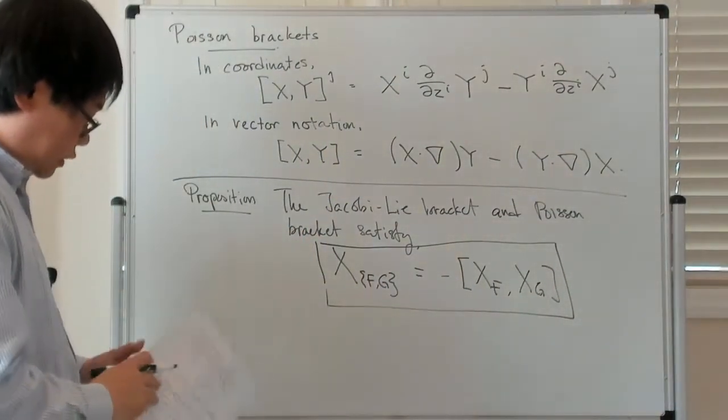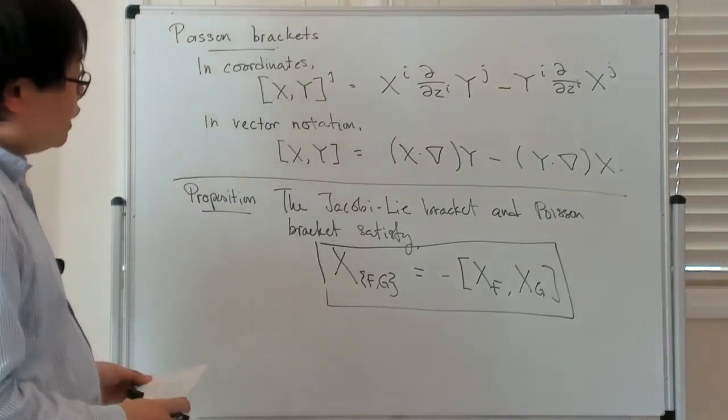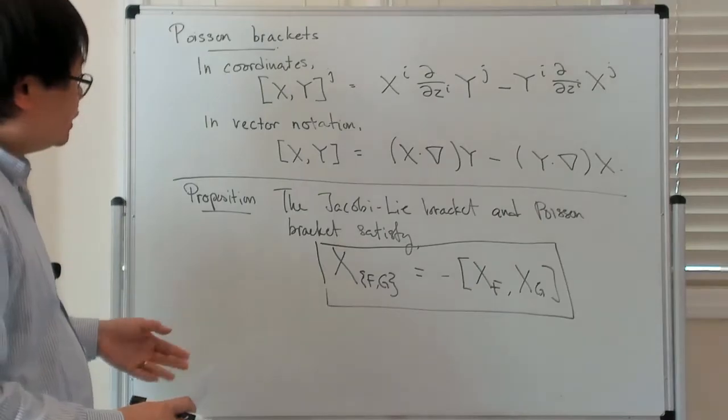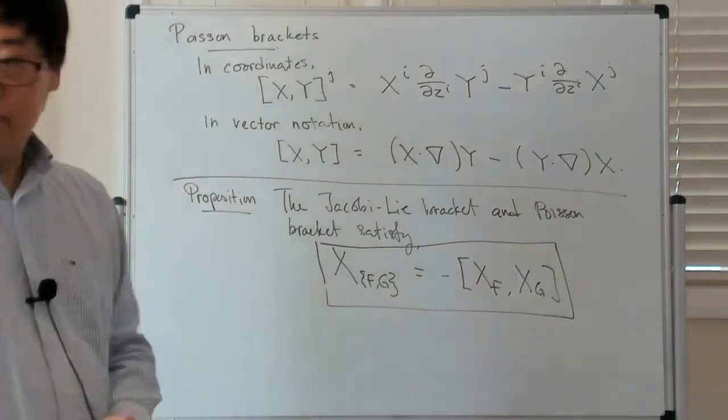So the next thing we're going to do is think about first integrals in the context of Hamiltonian systems, and then express them in terms of Poisson brackets. So let's stop for now.